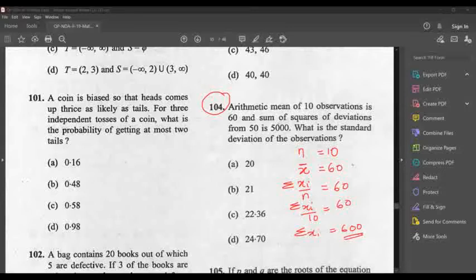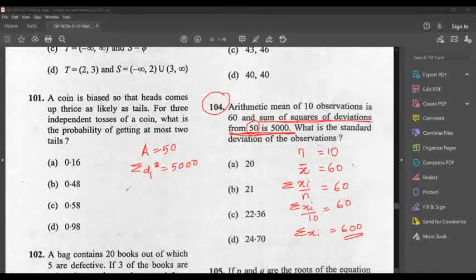Now listen carefully. What they have given is the sum of the squares of deviations from 50 is 5000. From 50 means this 50 is the assumed mean, A, given as 50. And the sum of the squares of deviations from 50 means sigma di square, which is given as 5000.